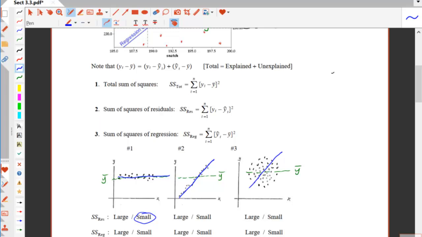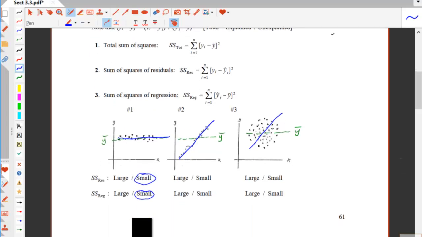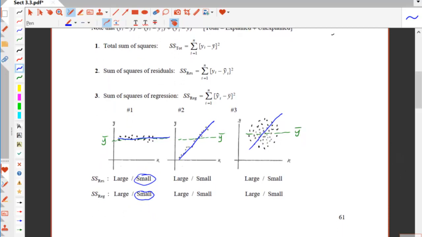How about SS regression? That's measuring the distance between the regression output, so the blue line, and the overall mean, which was the green line we drew earlier. That's also a small number. So both of these are small, and we'll talk in a moment about what that means, but notice in this case that really no model is needed. If I want to predict y, I can just use y bar because the values aren't deviating much from those at all, so why go to any work to do anything?